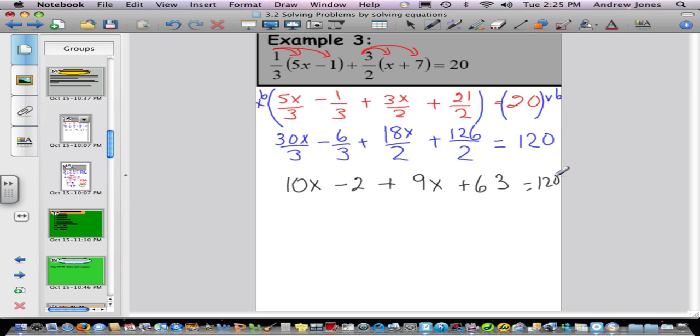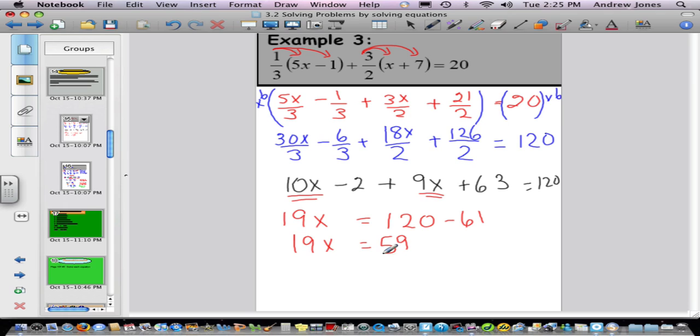Now let's combine the like terms. So we have like terms of here and here. So that would be 19 x's on this side. And we have a minus 2 and a positive 63. So that's 61 that we're trying to send to the other side. So 120 minus 61. 19x equals 59.